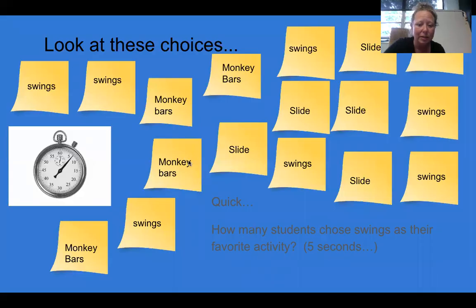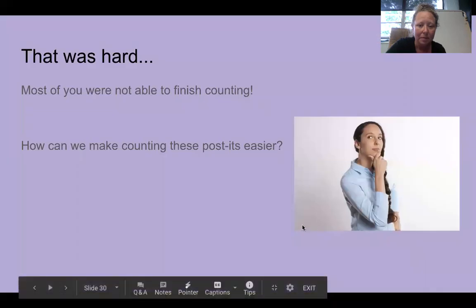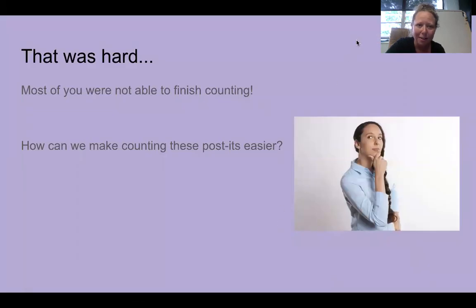Look at these choices. Quick, how many students chose swings as their favorite activity? Phew, that was hard. Most of you were not able to finish counting. How could we make counting these Post-its easier? Let's have some private reasoning time. How could we make counting those Post-it notes easier?